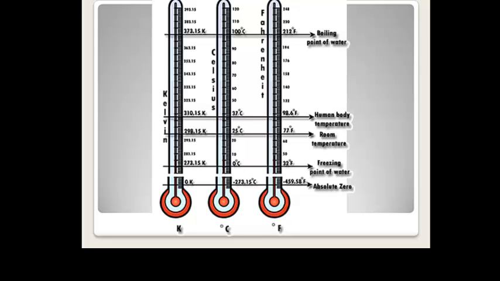Absolute zero is what Kelvin scale is based on. What are the absolute zero temperatures for Celsius and Fahrenheit? Which scale do you think is the easiest to use based on what you know right now in your observations?